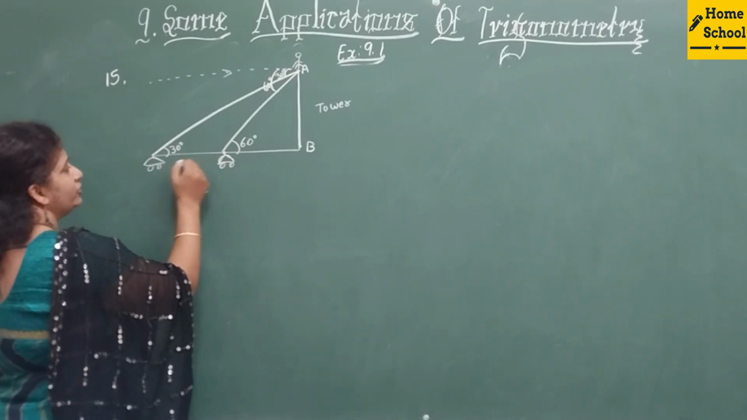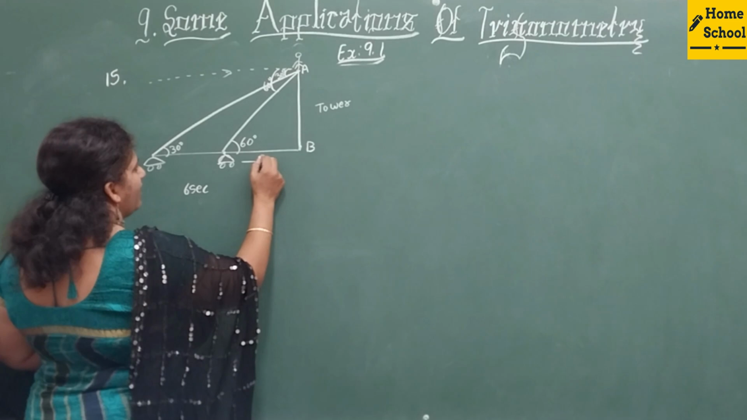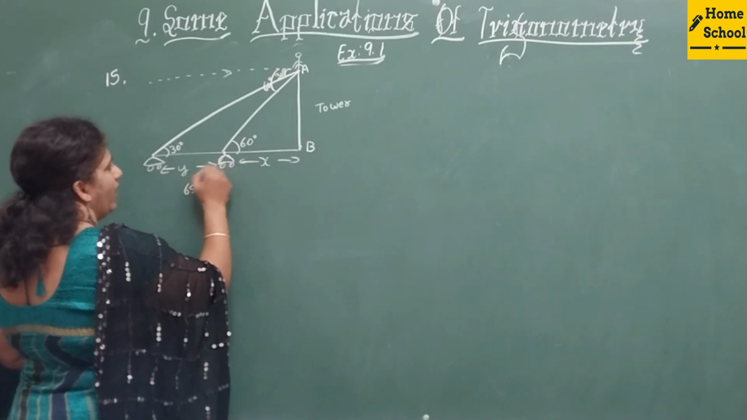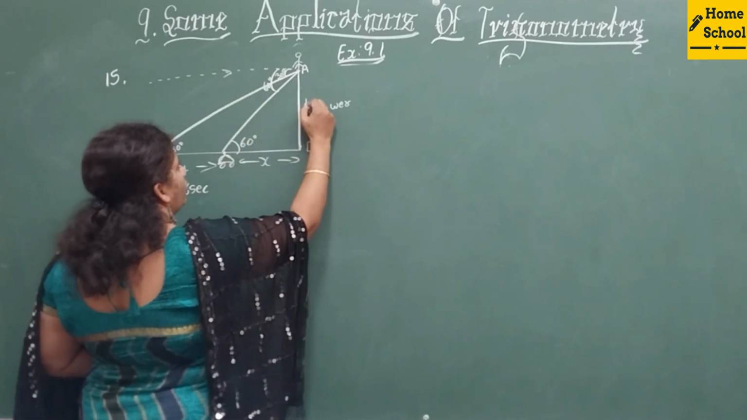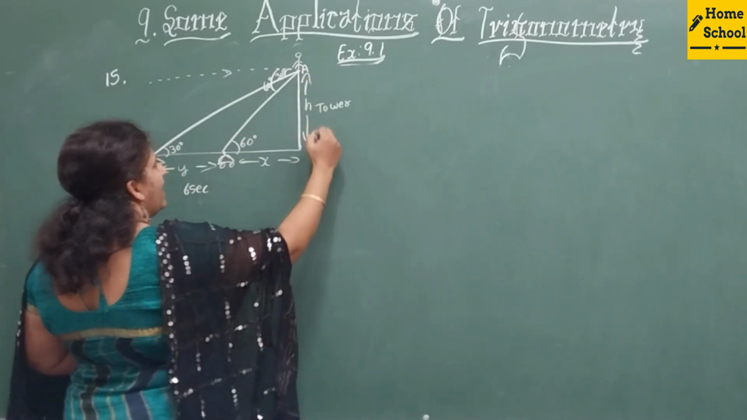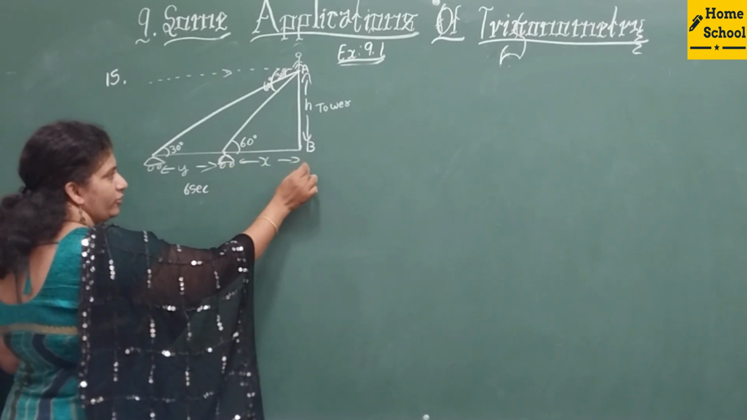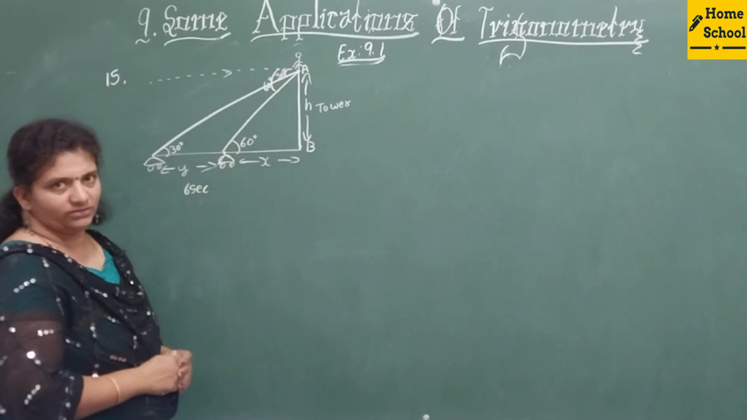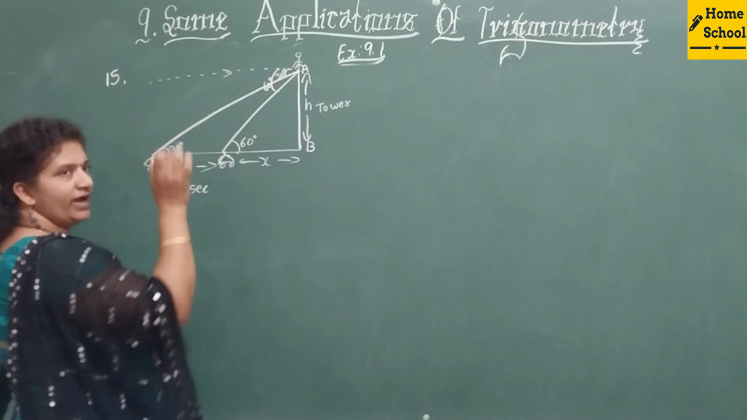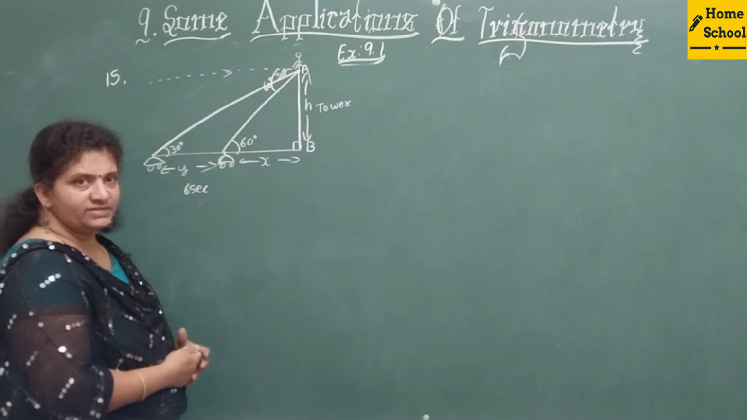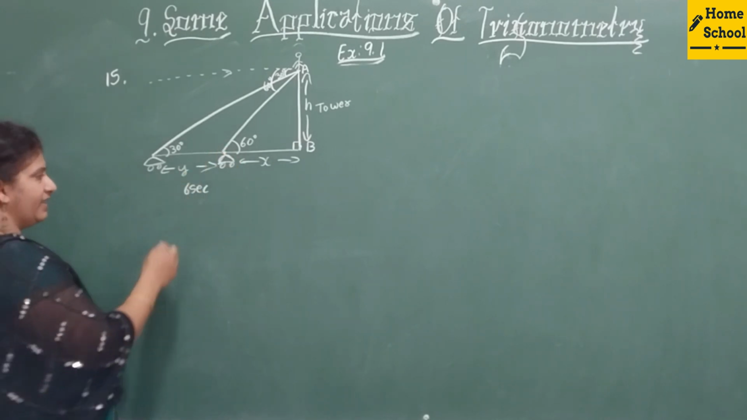So let us assume the distance be x and this one be y. Height of the tower we don't know. Let us assume it as h. What is the time taken to reach from this point to the foot of the tower is your question. So you can see two right triangles. This is perpendicular. You can see two right triangles. First consider one right triangle.